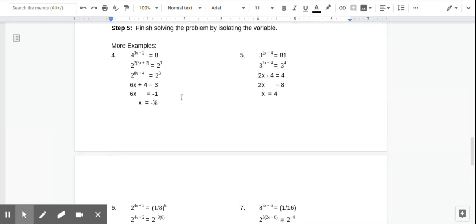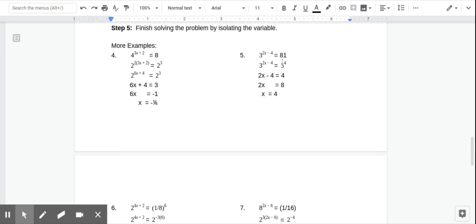Here are a few more examples. We have 4 to the 3x plus 2 equals 8. Again, 4 and 8 are not the same base, so we rewrite in the base of 2. Power to a power, we multiply, and we end up with 2 to the 6x plus 4 equals 2 cubed. And we solve, and we end up with x equals -1/6.